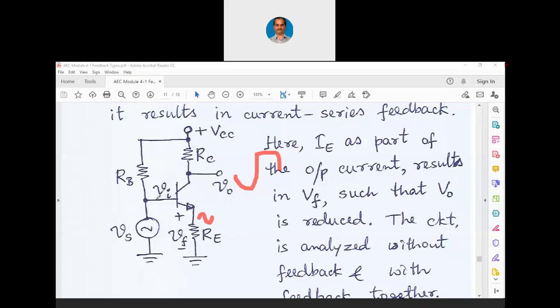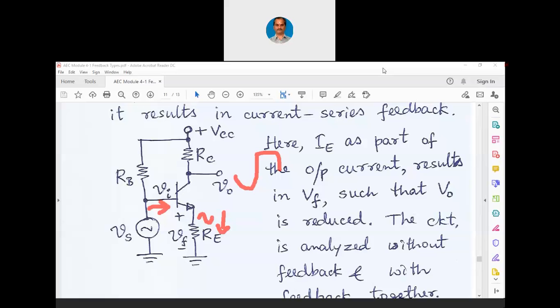Now you can say, how is it current series feedback? It is current series feedback because you have this input current IB, then you have this IE going. Part of IE is itself working like feedback. That way, two currents are in series. You can see that both IB and IE are in series. That way, it is a negative feedback because the base to emitter junction is reverse biased. That way, this circuit is a current series feedback circuit.